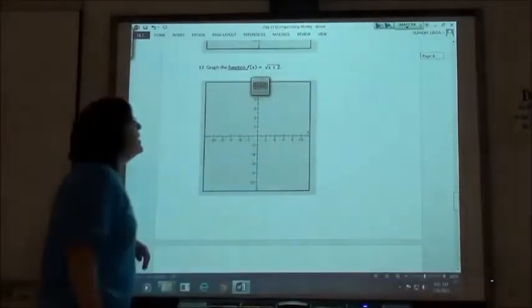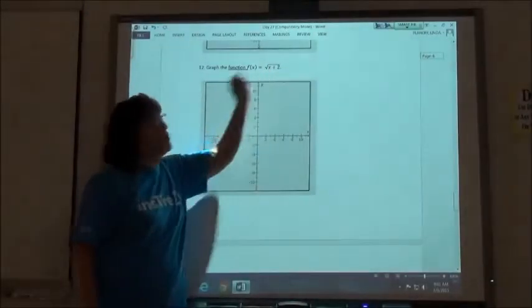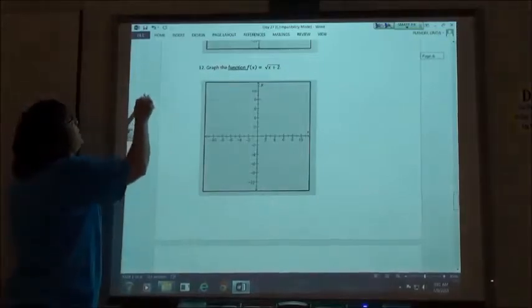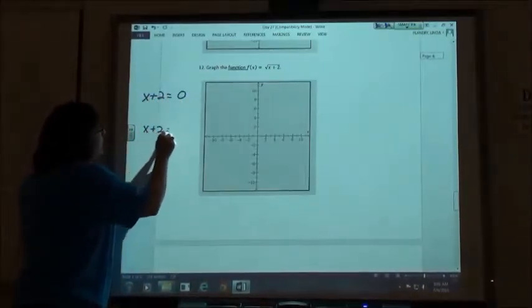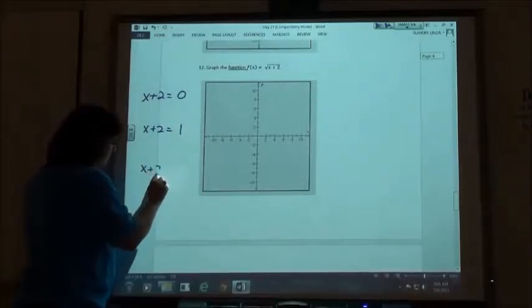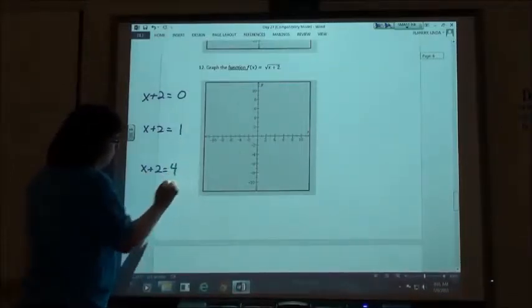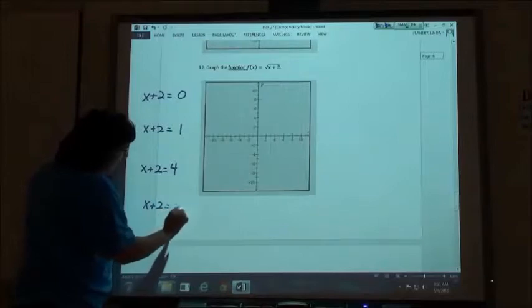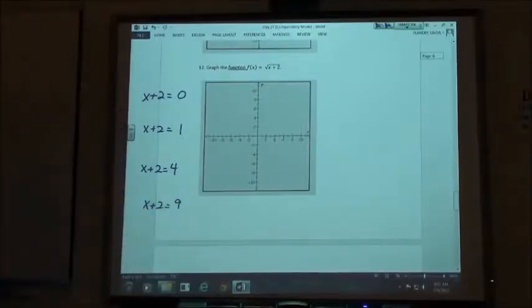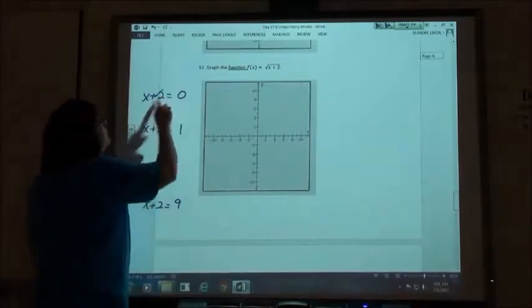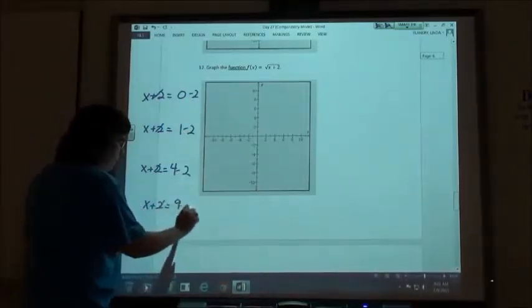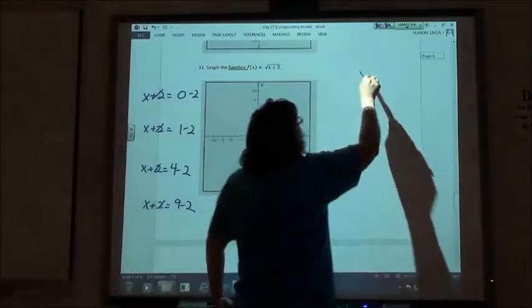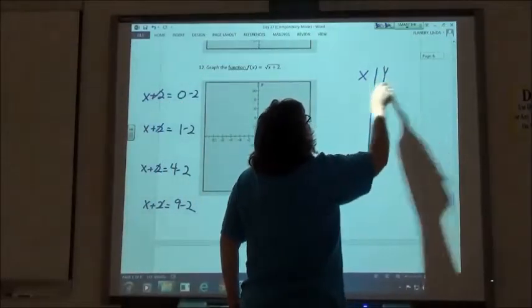So number 12, same kind of thing. I've got the x plus 2 underneath the square root. So we want x plus 2 to equal 0, to equal 1, to equal 4, and to equal 9, so that we can do the square roots. So on each of those, we're going to minus our 2. And so in our table, what value should we use for x?